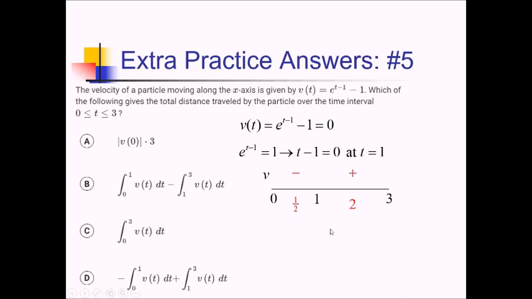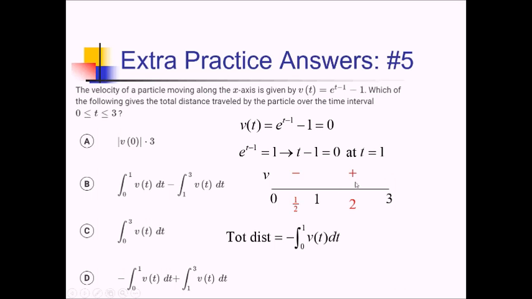So at this point, this is telling me what kind of integrals I'm going to need to get the total distance. In this interval from 0 to 1, because I'm moving in the negative direction, I'm going to have to make that whole integral negative. So I'm going to need a negative integral from 0 to 1 of v of t dt.